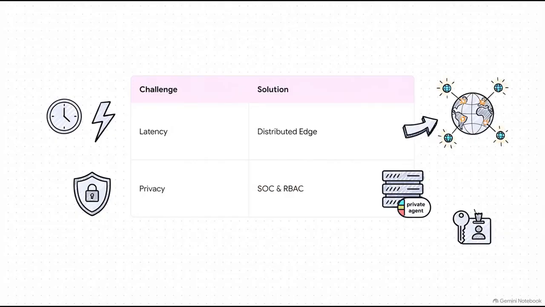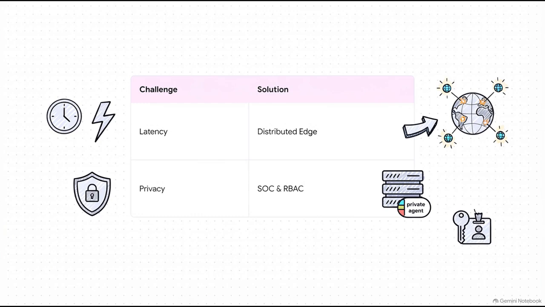So, how do we solve this? Well, to fix the latency issue, we obviously can't rely on a single server room in California to process a request from a user sitting in Tokyo. The delay would render it unusable. Instead, cloud providers use distributed edge computing. They spin up data centers globally so the processing happens geographically closer to the end user.